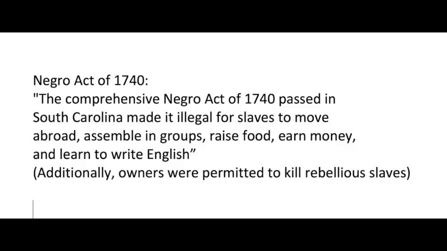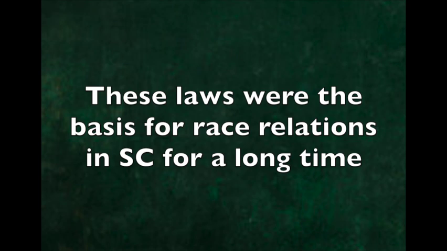The Negro Act of 1740 read, and I quote, "The Comprehensive Negro Act of 1740 passed in South Carolina made it illegal for slaves to move abroad, assemble in groups, raise food, earn money, and learn to write English." End quote. Additionally, owners were also permitted to kill rebellious slaves. Now, while some of these provisions had existed in law before, they were not consistently enforced. These harsh laws would form the basis of race relations in South Carolina until after the American Civil War.